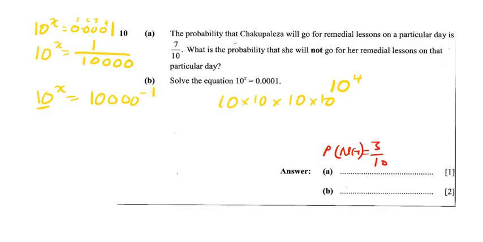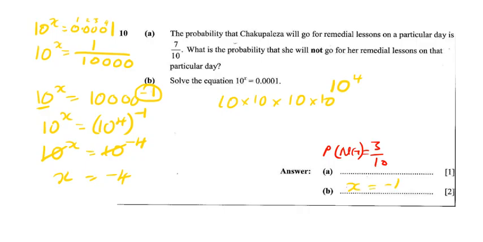So you are going to have 10 to the power x is equal to 10 to the power 4. Now we have the power 4, and we had already this power, which is negative 1. So you say 10 to the power x is equal to 10 to the power negative 4. So the bases are now the same. You cancel them, and you're going to have x is equal to negative 4. So your answer will be x is equal to negative 4. Here I've just applied the rules of indices, guys. I hope it's clear.